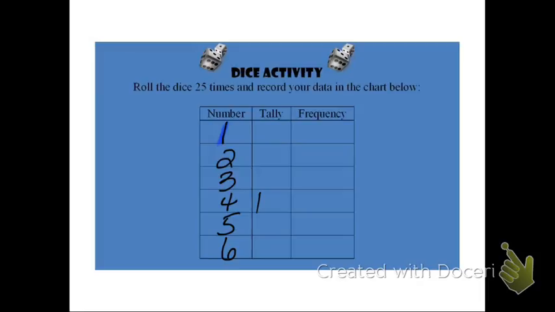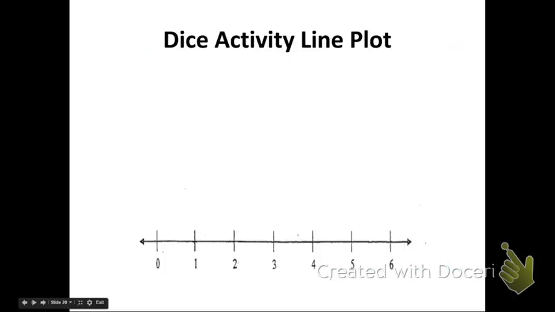Okay? Then you're going to create your own dot plot on here. So whatever I have for 6, I'm going to put that number of dots right here. Whatever I have for 4, I'm going to put that number of dots right here. So that's going to be your job in just a minute, is to create one of these on a worksheet. Okay? So we'll start on that in just a second.